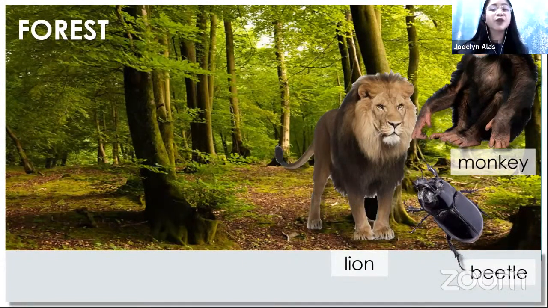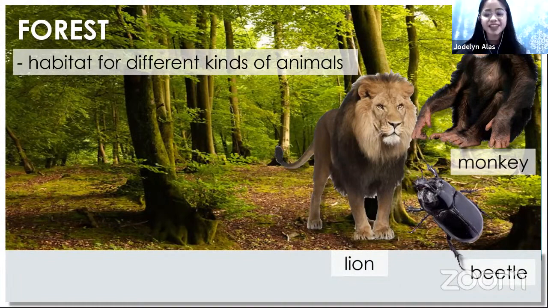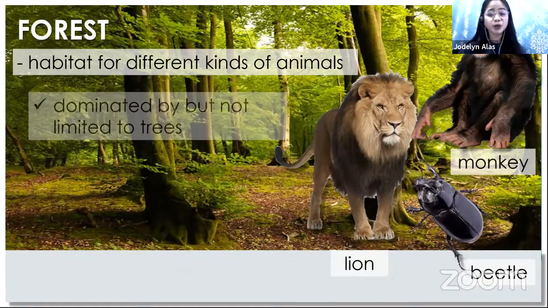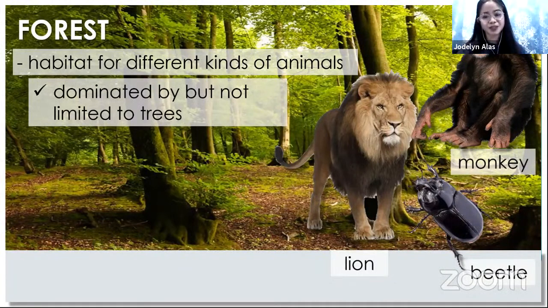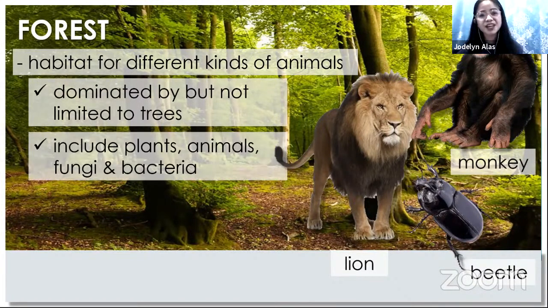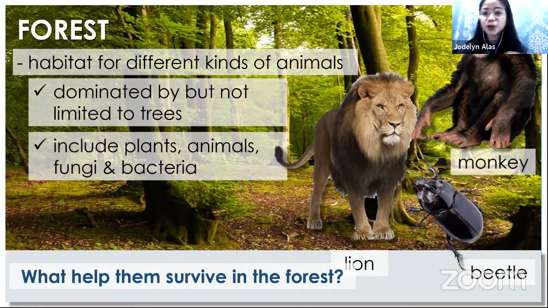Good job. Now, forest habitat is a habitat for different kinds of animals, and this is dominated by trees, but not limited to trees. They actually provide much food because they include plants, animals, fungi, and bacteria. Imagine the amount of food they provide. Now, children, what do you think helps animals survive in the forest? Please tell me, what is beetle? Again, anak, what do you think helped them survive in the forest? Anyone? Type I if you want to share.